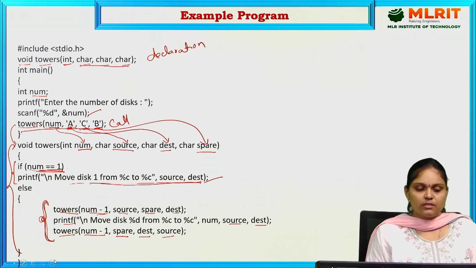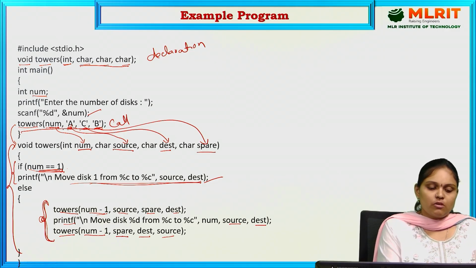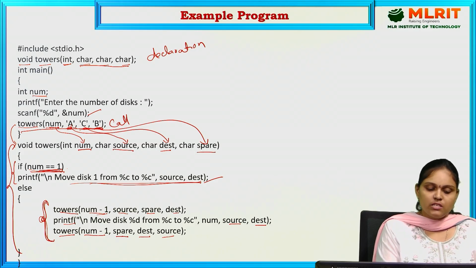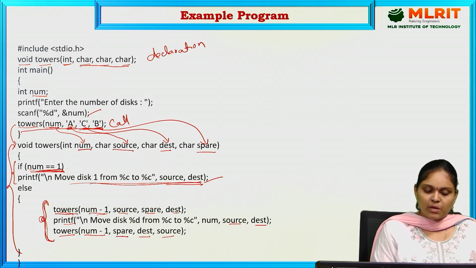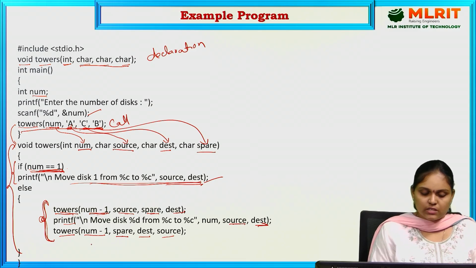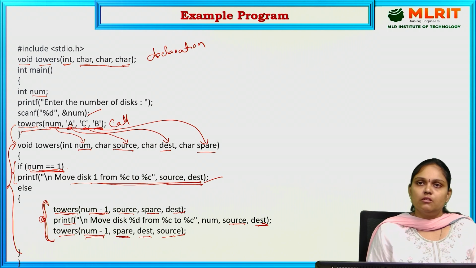So in this way we need to write the program for solving the towers of Hanoi problem using recursion. Initially we are calling this towers function with A, C, B, and next we are writing here if n is equal to 1, we are moving from source to destination, else towers n-1 we are moving from source to spare using destination, and next we are moving from source to destination, and next n-1 we are moving from spare to destination using source.